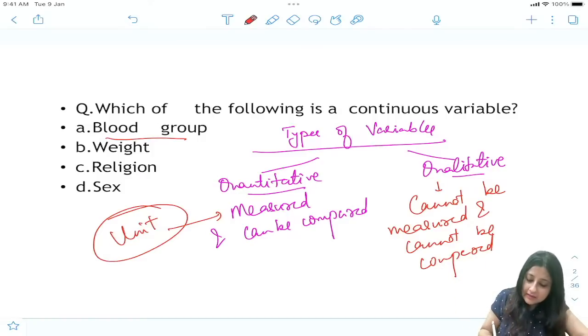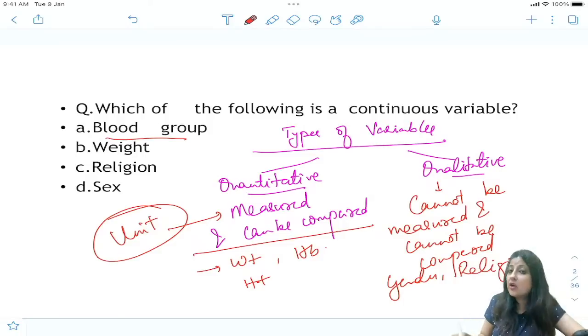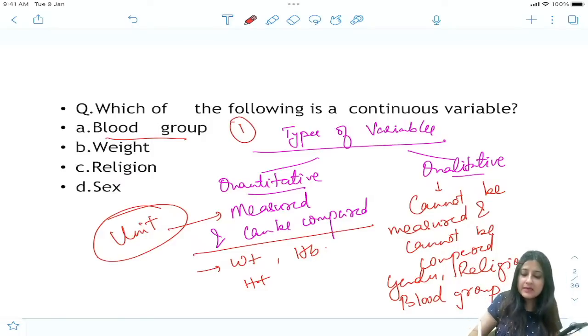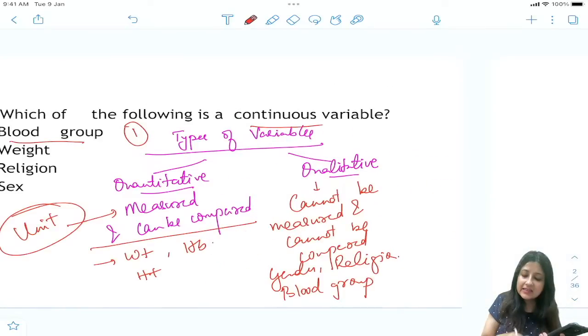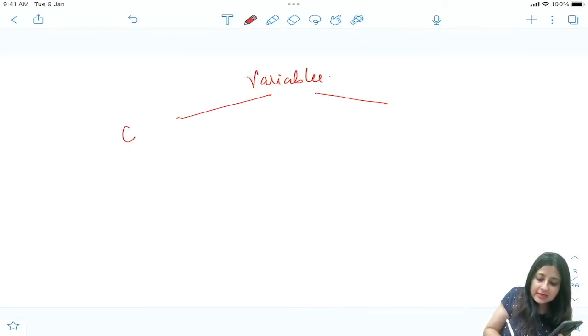So quantitative variables are weight, height, hemoglobin. Qualitative are gender, religion, blood group, which you cannot measure or compare. This is one type of classification, but here I've asked you about continuous. So what is the other type of classification? Let's quickly revise it. It is continuous. Very good.